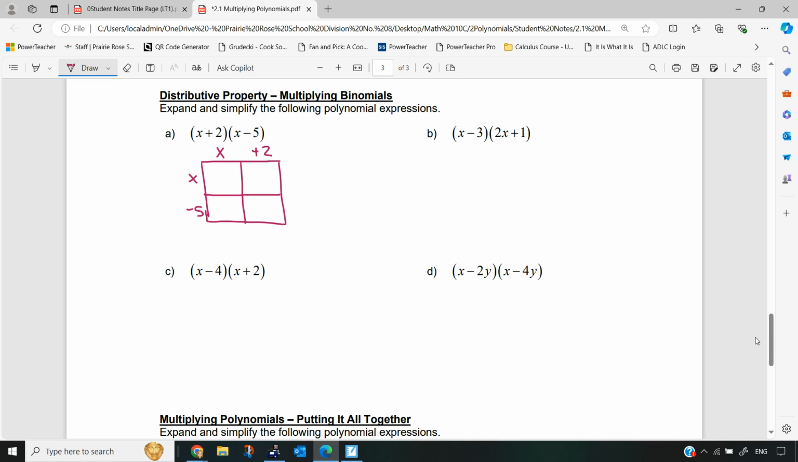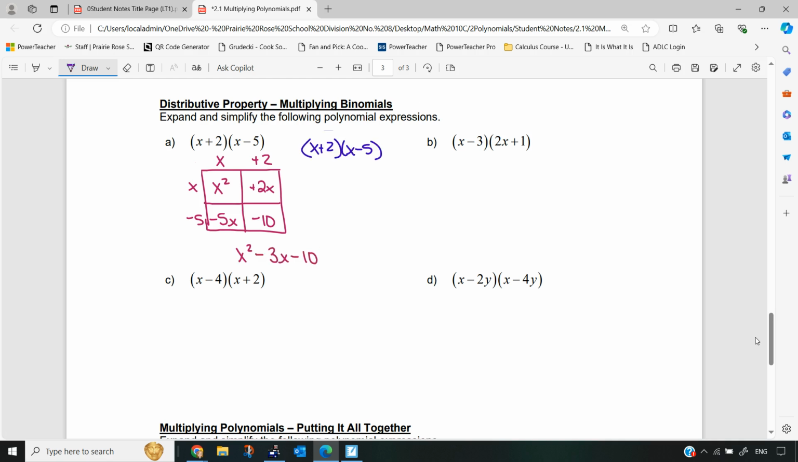So x times x would be x squared. x times positive 2 is positive 2x. Negative 5 times x is negative 5x. And negative 5 times positive 2 is negative 10. Combining like terms, I would have negative 5x and positive 2x would be negative 3x. So my final product would be x squared minus 3x minus 10.